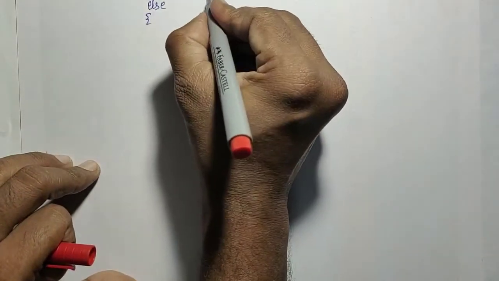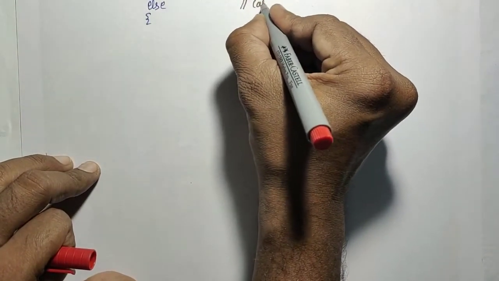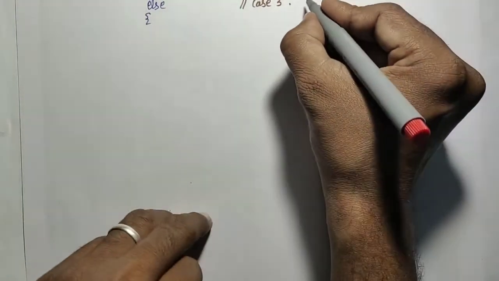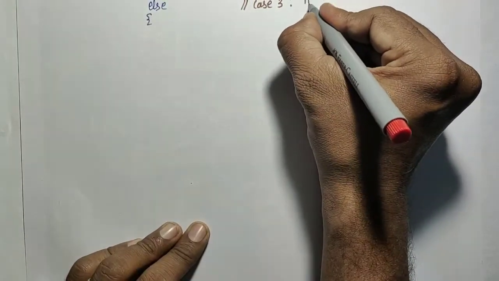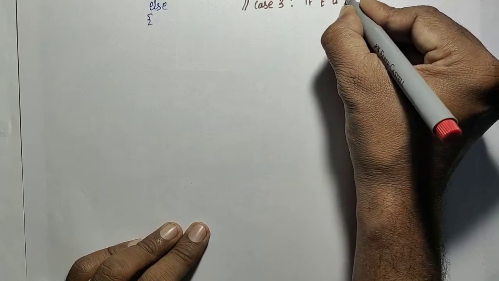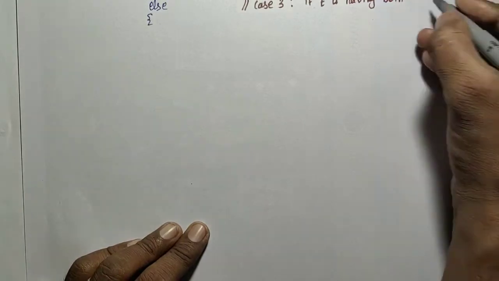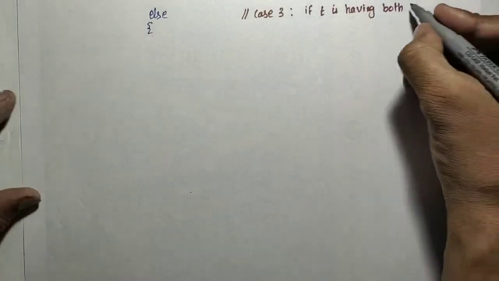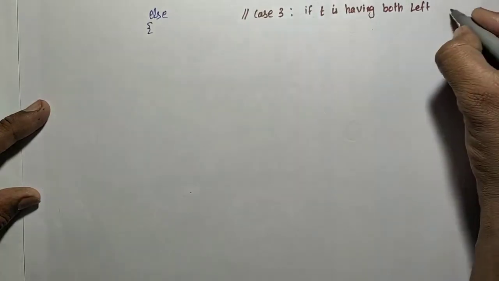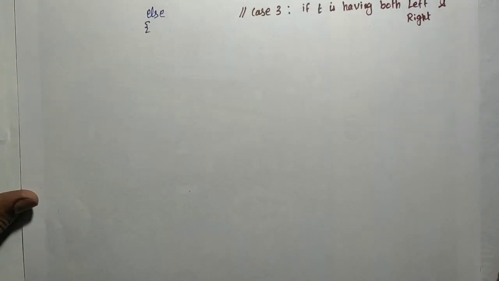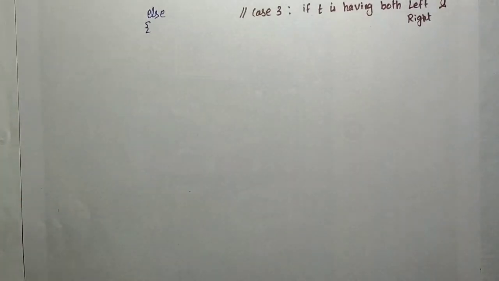The else is nothing but case 3. Case 3 is if T is having both left and right subtree. How to treat this? This is the special case.